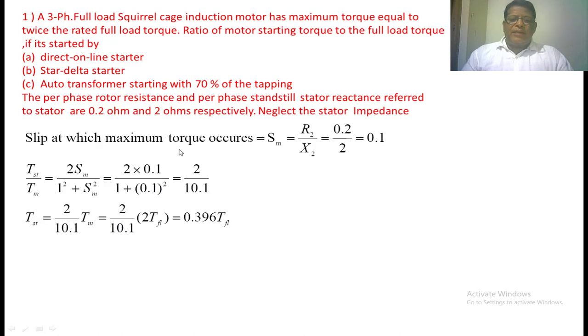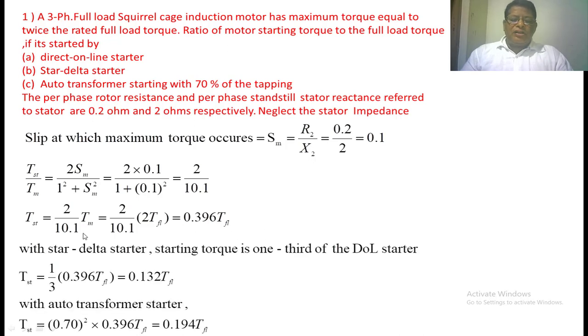Slip at which the maximum torque occurs, Sm equals R2 by X2 equals 0.2 by 2 equals 0.1. We know the relation between the starting torque and the maximum torque is Sm by (1 plus Sm square). Substituting all the values, we get 2 by 10.1. So from this expression, we can find the starting torque equal to 0.396 full load torque. This is the starting torque to full load torque ratio in a direct online starter.